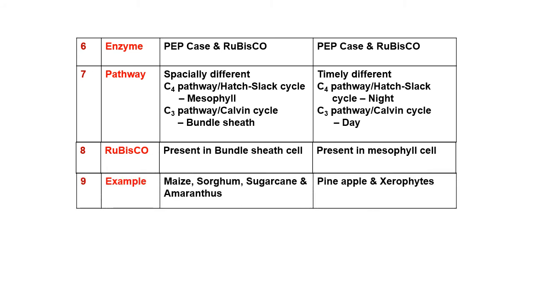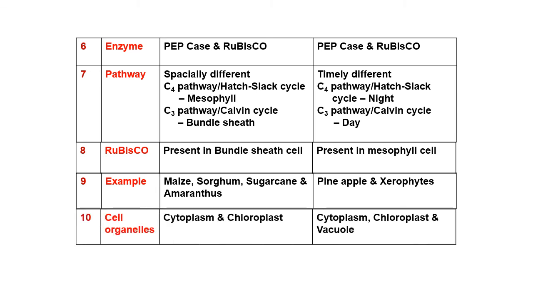The examples of C4 plants are maize, sorghum, sugarcane and amaranthus. And the examples for CAM plants are pineapple and xerophytes, and these xerophytes include cactus and agave. Next, the cell organelles involved in the C4 cycle are cytoplasm and chloroplast. While in CAM plants, three organelles are involved: cytoplasm, chloroplast and vacuole. So these are some of the differences between C4 and CAM plants.